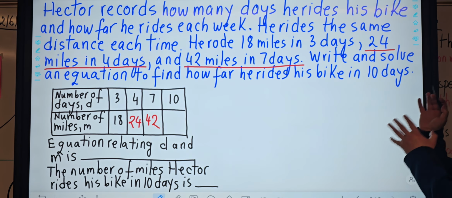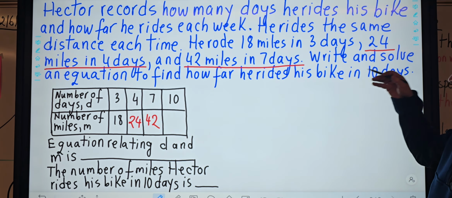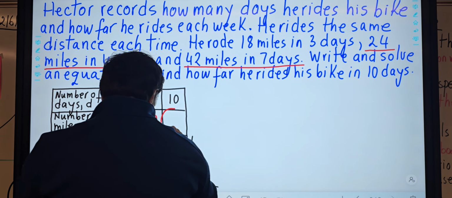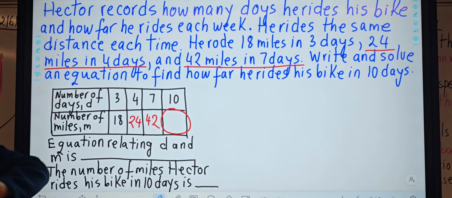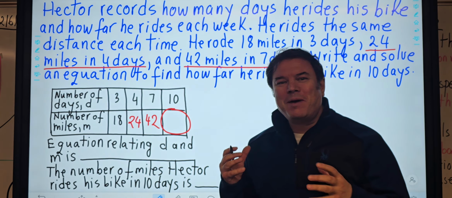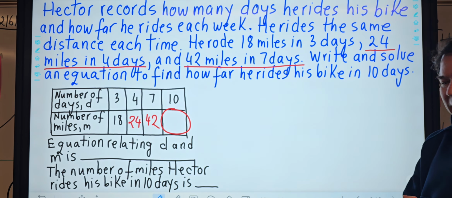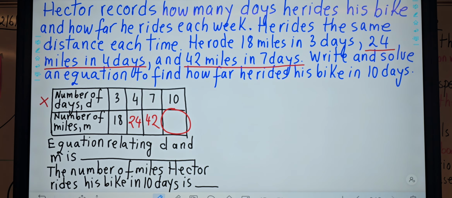Now, we have to write and solve an equation to find how far he rides his bike in 10 days. So we need to find this. Let's take a look to see if we can find a pattern. Number of days and then number of miles. We can call the number of days x, the independent variable, and the number of miles y, the dependent variable.